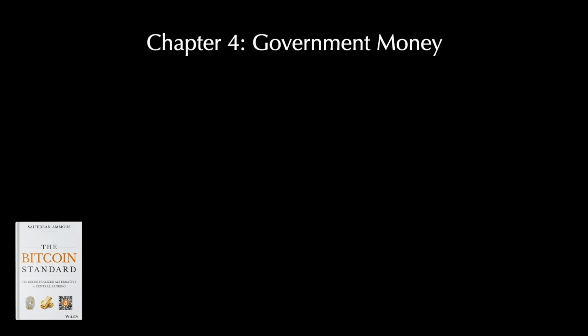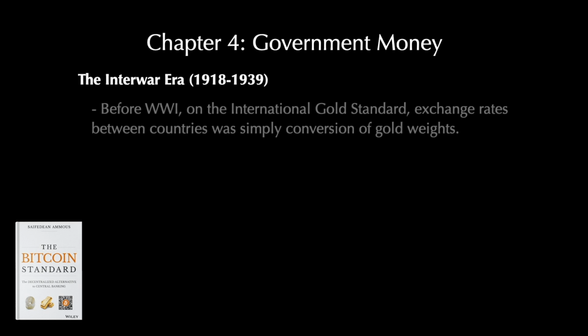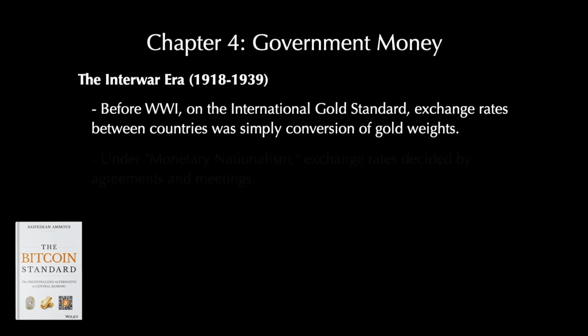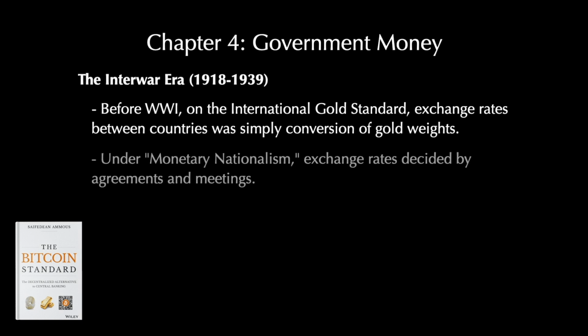Bitcoin, being outside the control of any government, offers an intriguing possibility for the emergence of a new international monetary system. The interwar era. Before World War I, under the international gold standard, money flowed freely between nations, and the exchange rate between them was simply the conversion of weights of gold. Under the new monetary nationalism, exchange rates between currencies were determined by agreements and meetings.